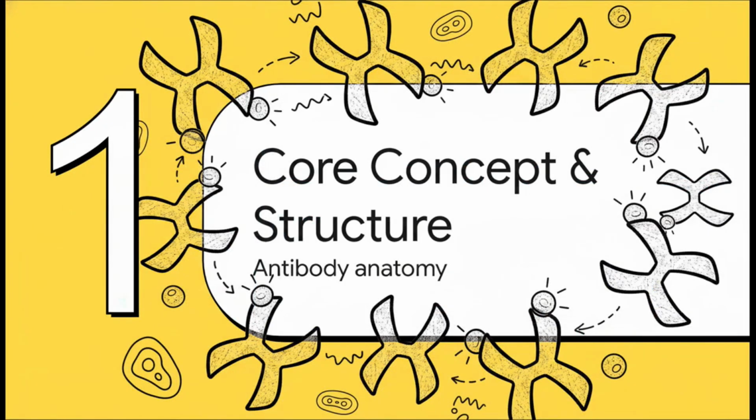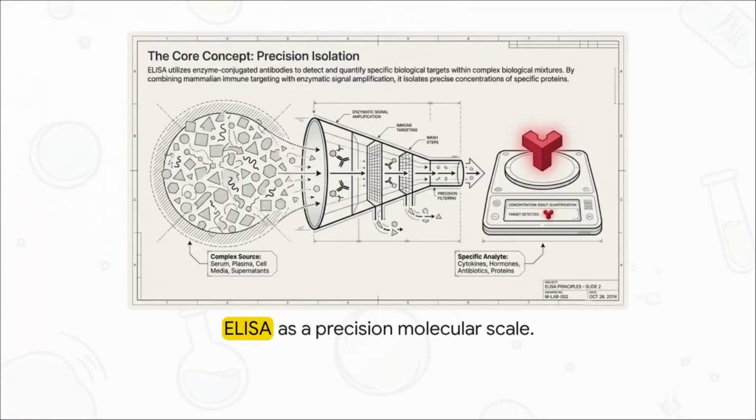All right, Section 1, core concept and antibody structure. To understand the whole machine, we really have to understand its primary building block. Picture this. You have a highly complex biological source. Maybe it's serum, blood plasma, or cell culture media. That stuff is absolutely packed with thousands of different random molecules. Well, ELISA acts as a super specialized filter. Whether you're hunting for specific cytokines, hormones, or antibiotics, this assay uses immune targeting to pull exactly what you want right out of that messy mixture. And once it isolates it, it uses that enzymatic signal amplification to essentially weigh it on our molecular scale.